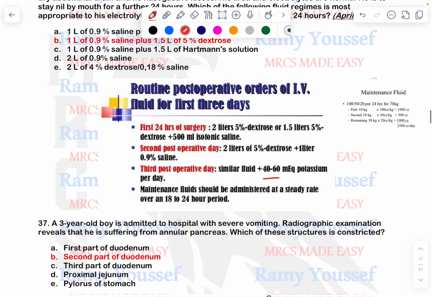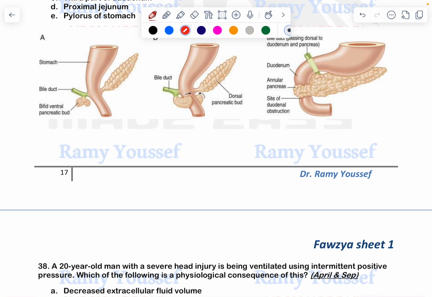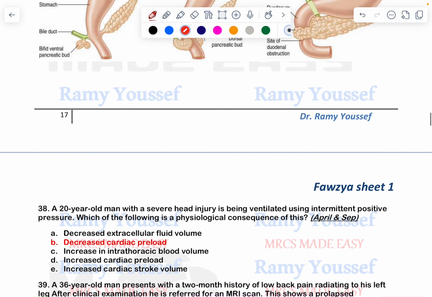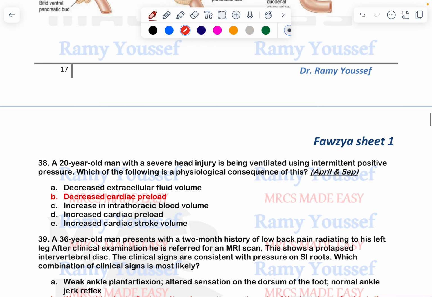25 weeks. A 20-year-old woman with severe head injury is being ventilated using intermittent positive pressure ventilation. Which of the following sequences occurs? Whenever positive intrathoracic pressure increases, it decreases the venous return. So cardiac preload is decreased.